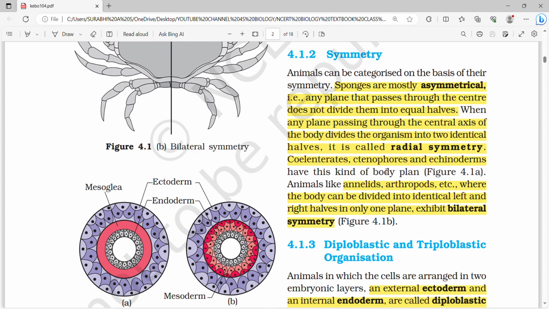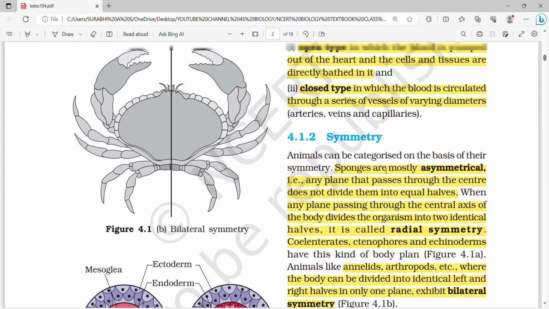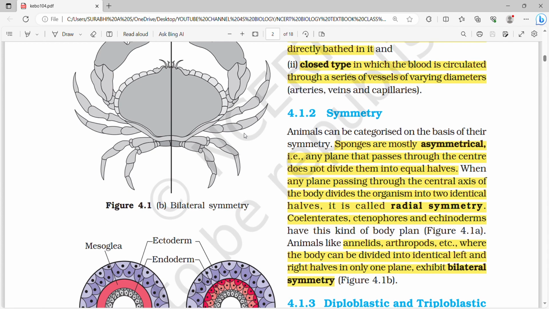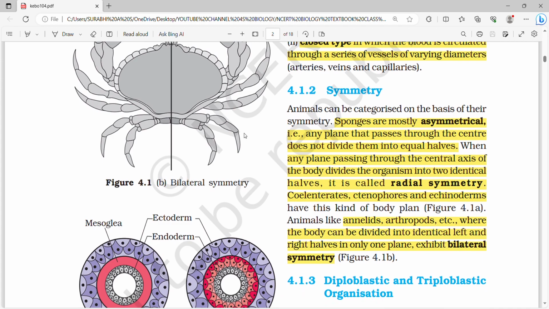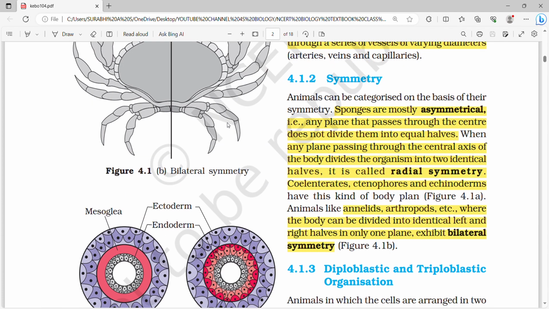Next, moving on to symmetry, sponges are mostly asymmetrical. That means any plane that passes through the center does not divide it into two halves. So here, if you can see, if this is a plane, there are two halves here. So this is bilateral symmetry. If there are no two halves, it is asymmetrical. And if any plane passing through the center divides it into two identical halves, so both of them are identical, then it is called radial symmetry.